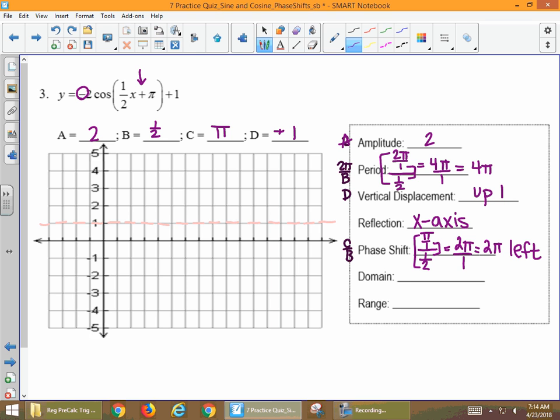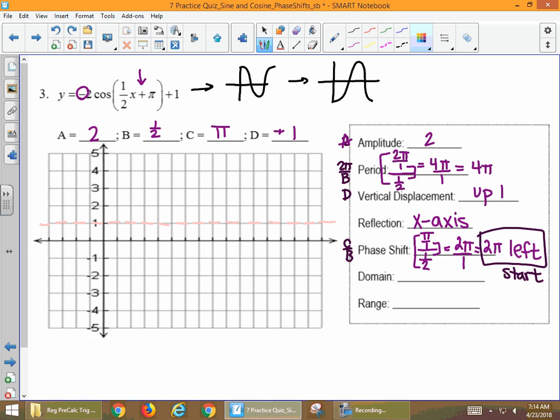Okay, we have all of our little pre-work done. I'm going to do the little sketch again since we have a reflection. Cosine starts at the maximum. And when we reflect that over the x-axis, then it's going to start at the min. Here we're not going to start on the y-axis since we have a phase shift. We're going to start 2 pi units to the left. That just tells us where to start instead of on the y-axis.